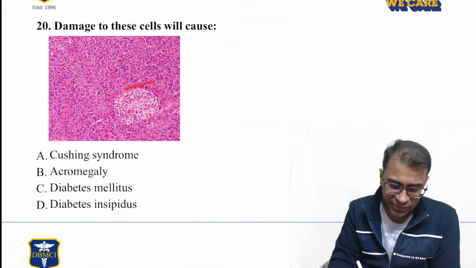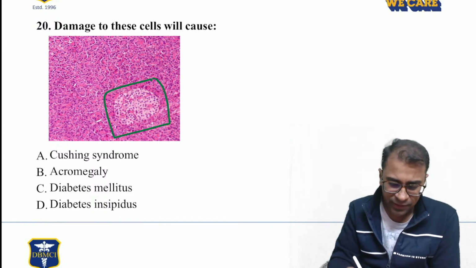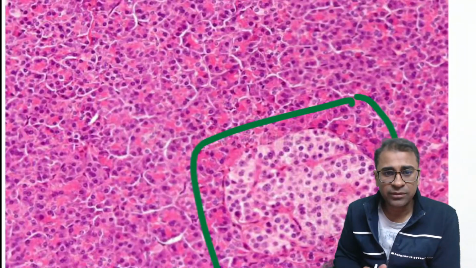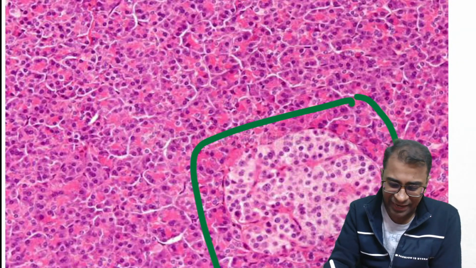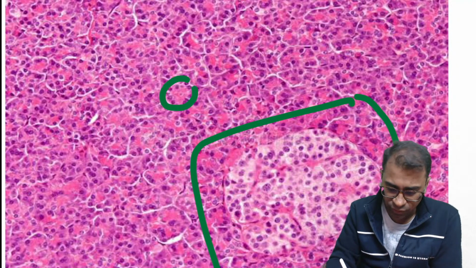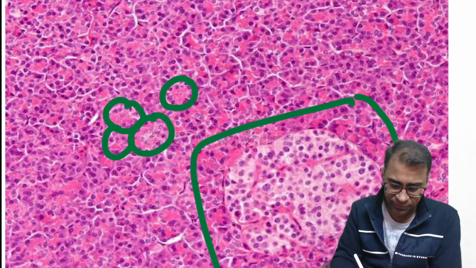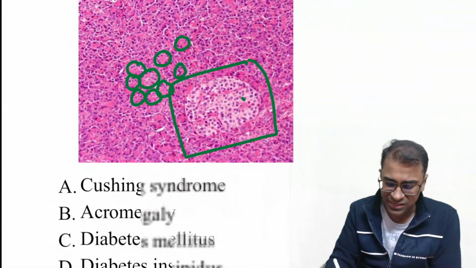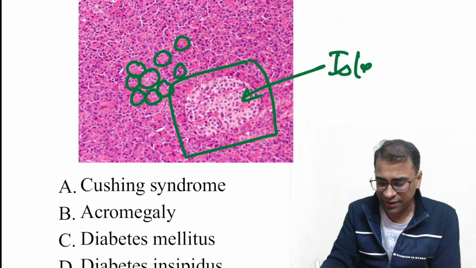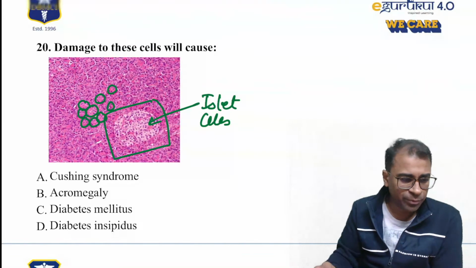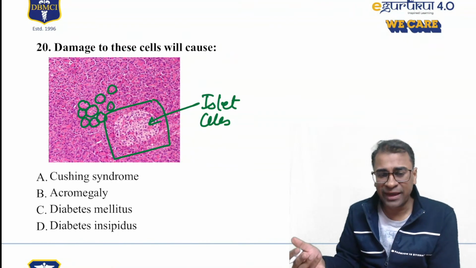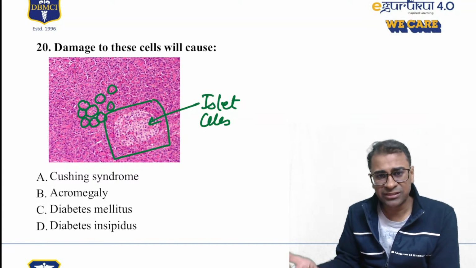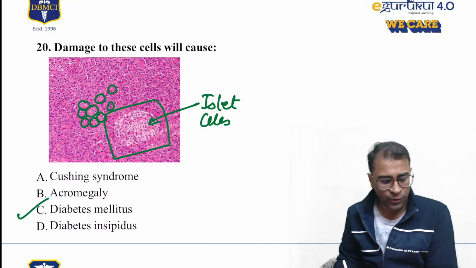Damage to these cells. Which cell? This one. बताओ, what is this? What do you think are these cells? ये वाला. Look at this whole thing in the magnification. These all are basically acini, glands. Round glands are being seen. And in between the glands, you see a bigger structure which has cells here. This is basically the islets of Langerhans. Islet cells. So because it's islet cells, if you damage them, it can lead to diabetes mellitus. Yes, okay.